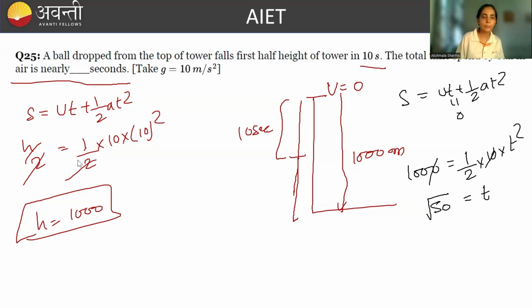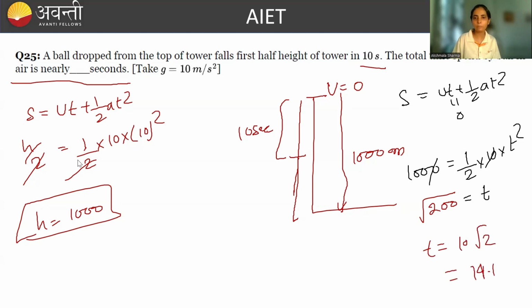So the total time spent by the ball in air is nearly how much? Sorry, this is not 50, what am I doing. This is 200 now. T will be equal to how much? 2 into 100, sorry, 200. So T will be equal to 10 root 2, that is equal to 14.14 seconds. Okay. So if you have to write an integer as the answer, then this is 14 seconds.